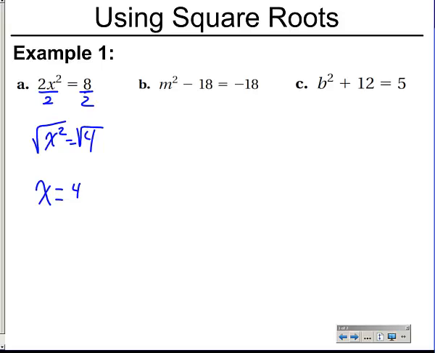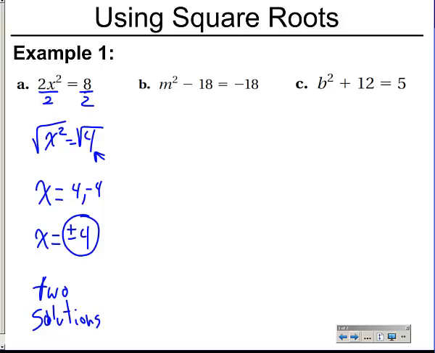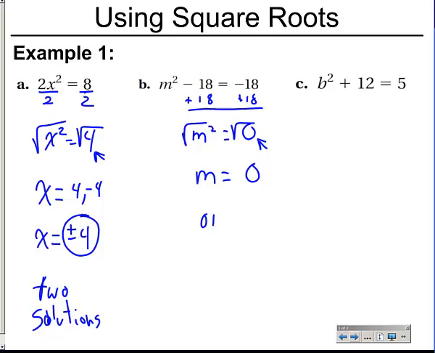So I can actually write that a couple ways. I can put 2 comma negative 2, or if I wanted to, I could put x equals plus or minus 2, indicating both solutions. Anytime you have a positive number right here, you'll end up having two solutions. Letter B, we're going to move the 18 over by adding 18 to both sides, and I end up with m squared equals 0. And then when I take the square root of both sides, I have m equal to 0. There's no such thing as plus or minus 0, so I end up with only one solution. So anytime this number under the radical is a 0, you'll end up with one solution.